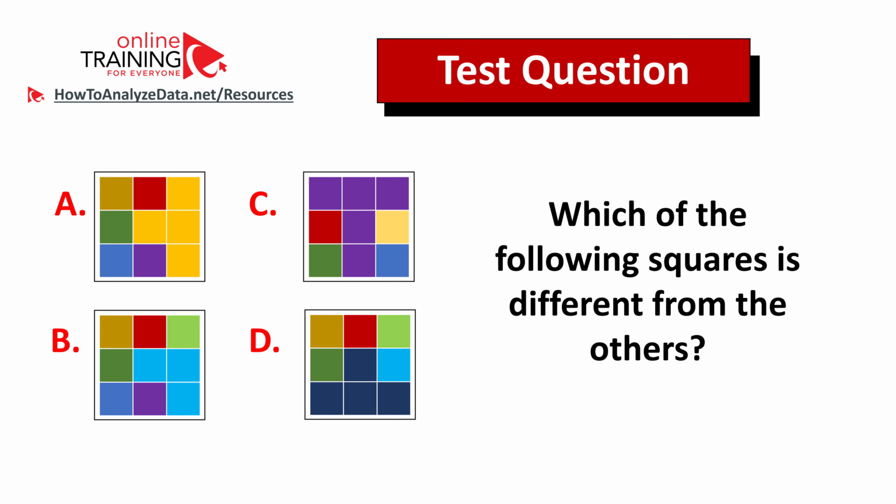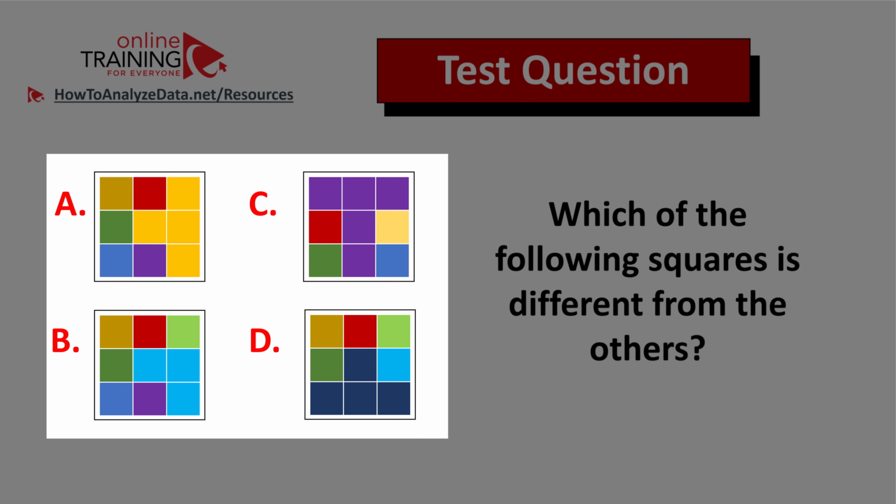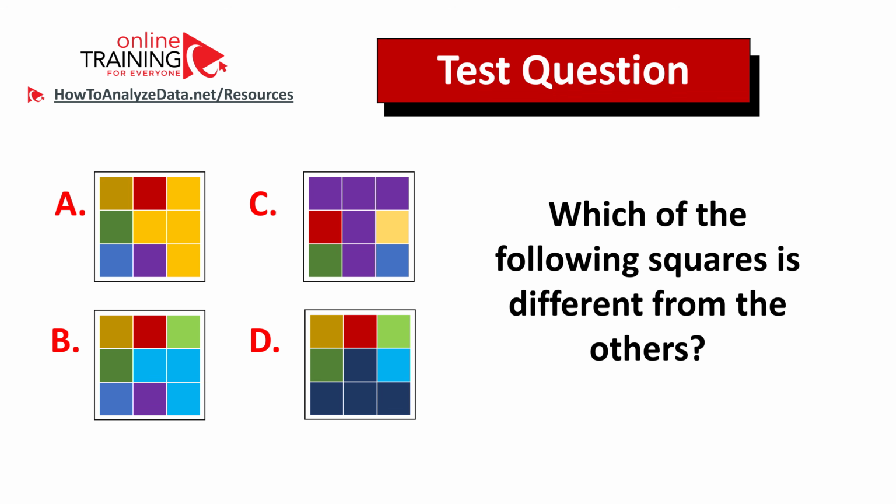Let's look at the interesting question which tests your pattern recognition and analytical skills. Which of the following squares is different from the others? You're presented with four squares, each square containing 9 small squares inside of different colors. You have 4 different choices to choose from: A, B, C, and D. All look kind of similar, but one of them is substantially different. Do you see the answer?